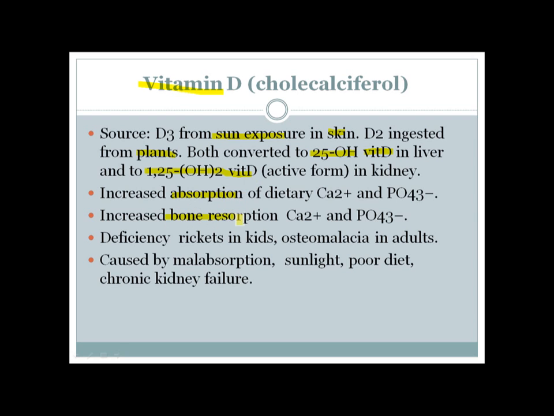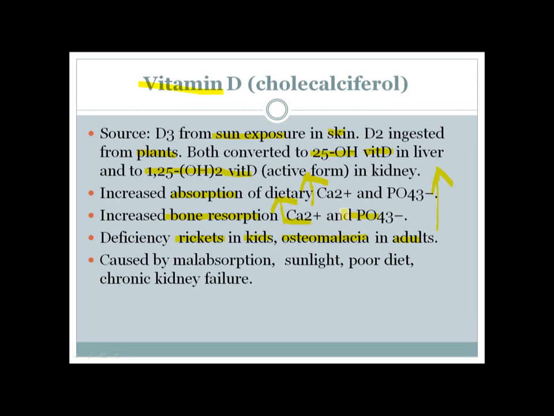it increases the resorption of calcium and phosphate, so they increase the level of calcium and also the level of phosphate. I also didn't mention that they slightly increase the reabsorption of calcium from the kidney and also reabsorption of phosphate. If someone is deficient in vitamin D, especially a kid, he will develop something called rickets. In the case of an adult, vitamin D deficiency will lead to osteomalacia.